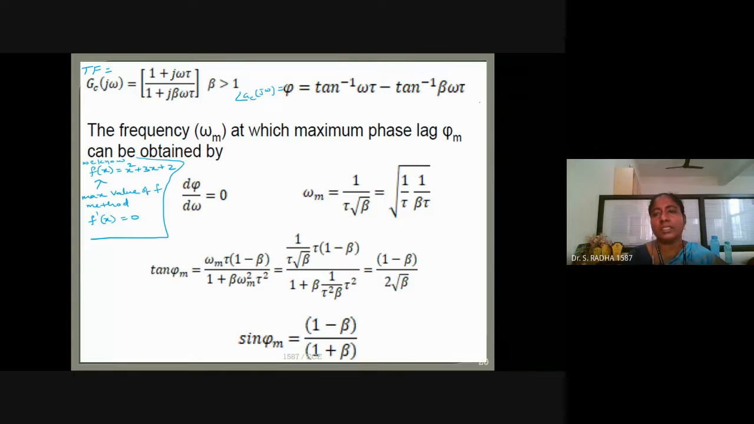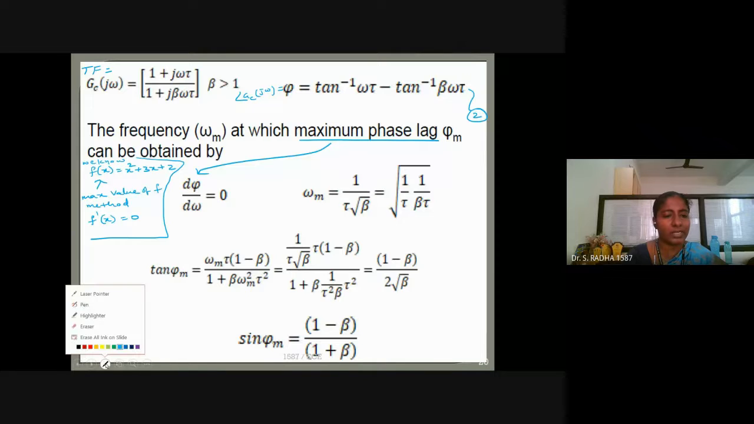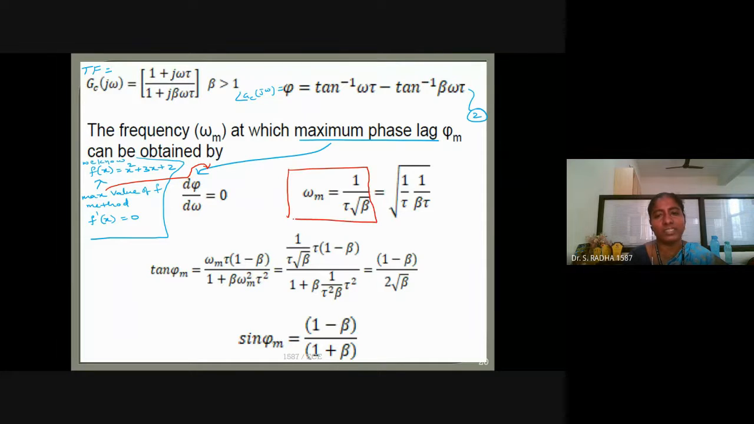Hence, I will take this as equation number 2. For equation number 2, if we want the maximum value, the maximum phase lag, we make the first order derivative and equate it to 0. This is the general procedure from mathematics. The maximum value of phi is the function, and when we do all this, we get the frequency at which maximum lag occurs.